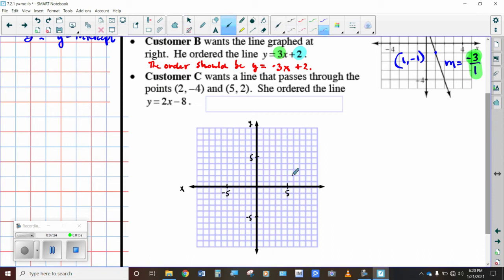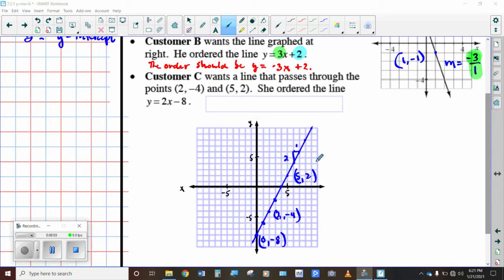We want this to be at negative 8 right there. And we need there to be a growth rate of up 2, 1 to the right, up 2, 1 to the right. Okay. Go ahead and finish this graph, plotting those points, and see if this line doesn't pass through there. If it doesn't, we're going to have to figure out what is the rule for the line that passes through these 2 points. Okay. So once again, customer C wants a line that passes through these 2 points. Is this the right equation to go with what customer C wants? Okay, go ahead and figure that out.